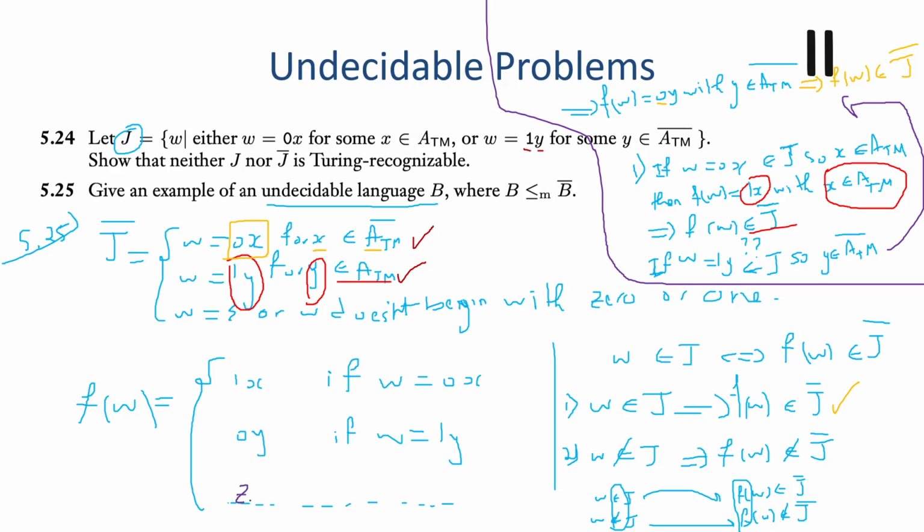So this actually has to be something that we have to specify. Remember, if W doesn't belong to J, f of W shouldn't belong to J complement. So this 0 is when we have the other cases. Either it's epsilon or it doesn't begin with a 0, so not begin with a 0 or 1.